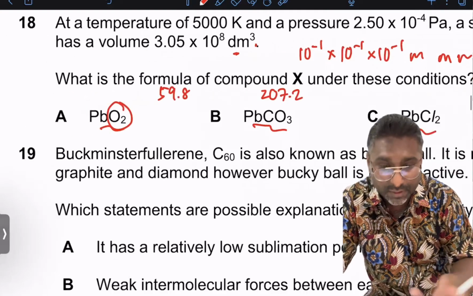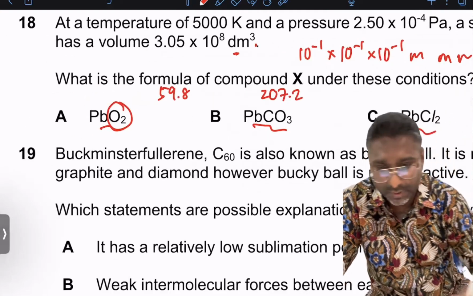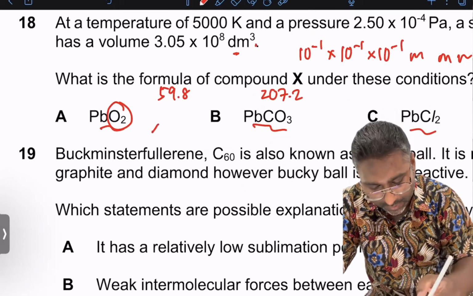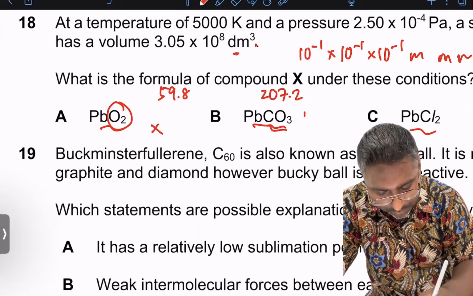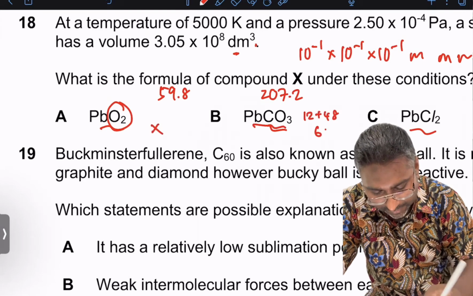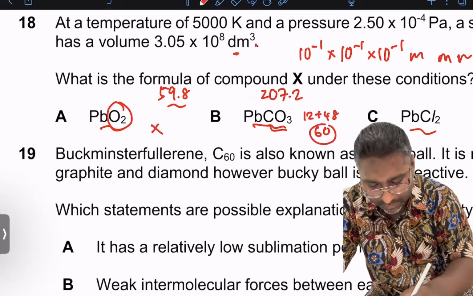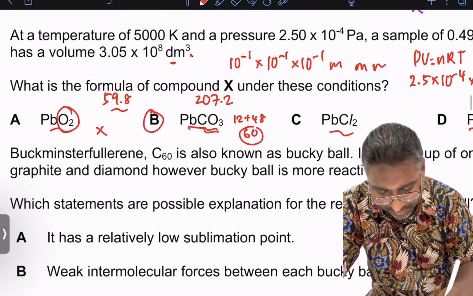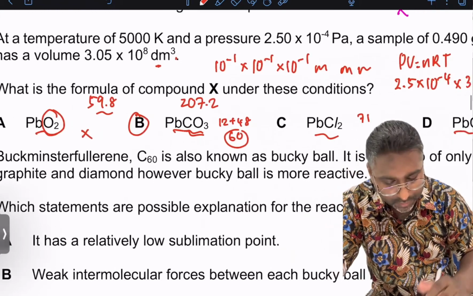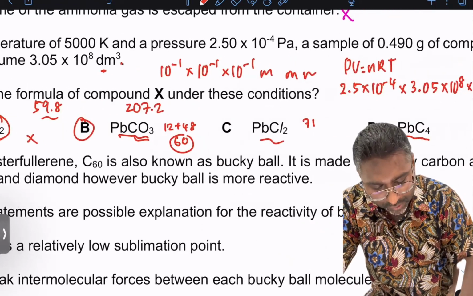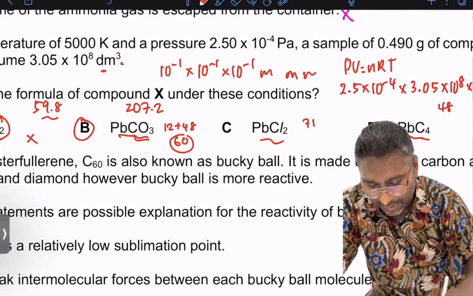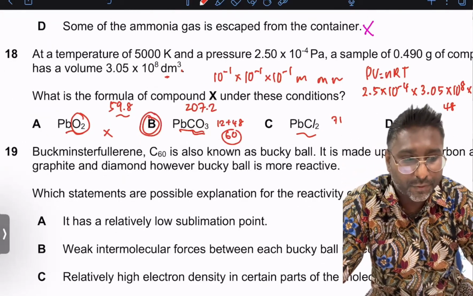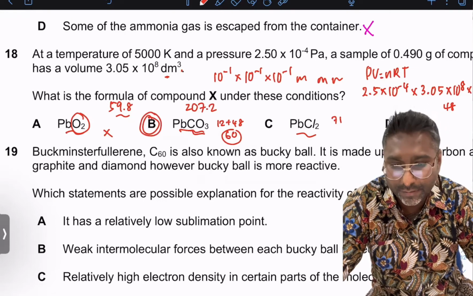So O2, it's 16 times 2, so that's going to be 32, cannot be the answer. CO3, so 12 plus 48, that's going to be 60, yeah, close to 59.8, this might be the answer. Cl2, 35.5, 71, so cannot. C4, 4 times 12, 48, cannot be 59.8, so my answer is confirm B. Okay, so figure out how you can actually get the answer, yeah.